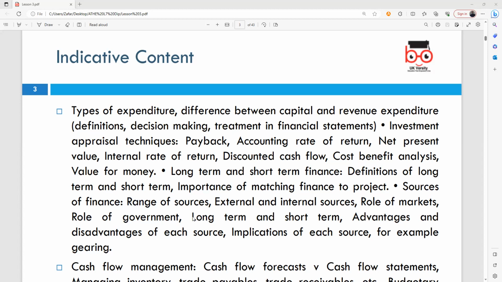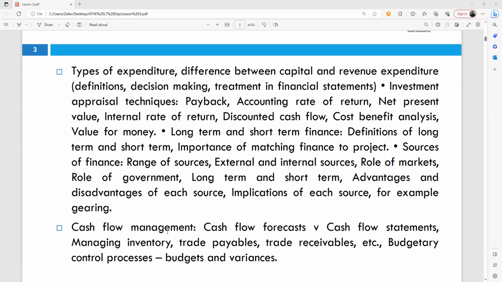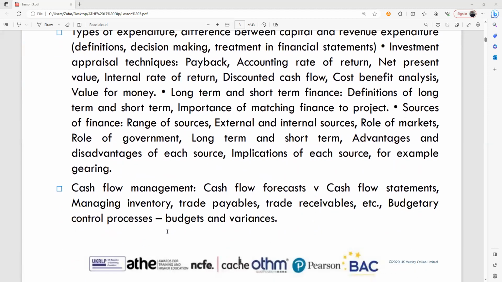Capital expenditure is like buying a building, and once you've bought that building, you need to run it. The running of the building is known as revenue expenditure. You also need to look at the investment techniques: payback method, accounting rate of return, net present value, and internal rate of return. These last are discounted cash flow methods. These are the types of investment appraisal technique that you should have some knowledge of.